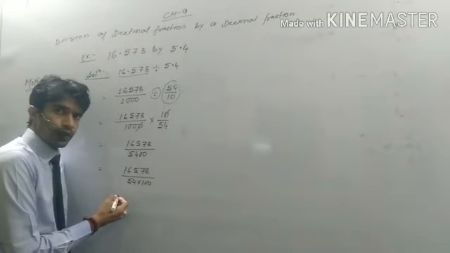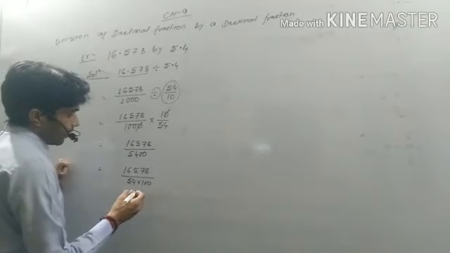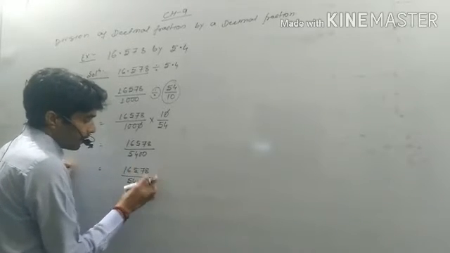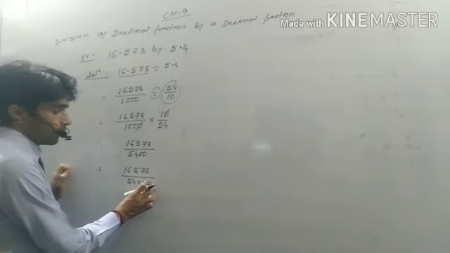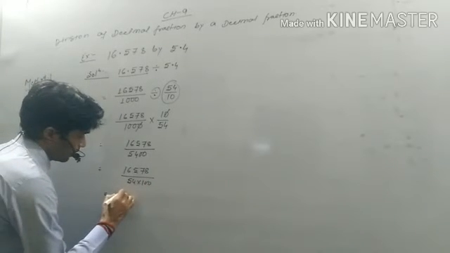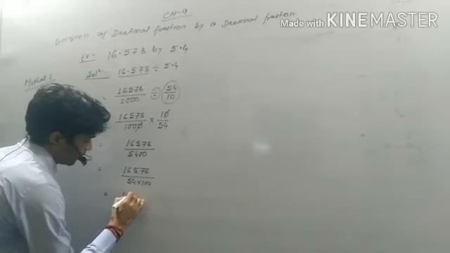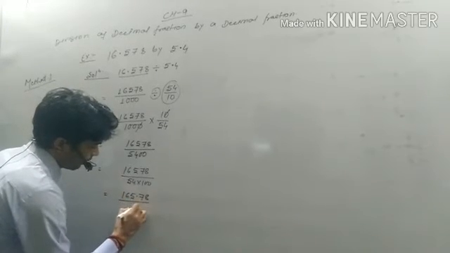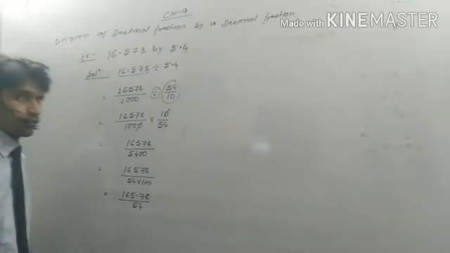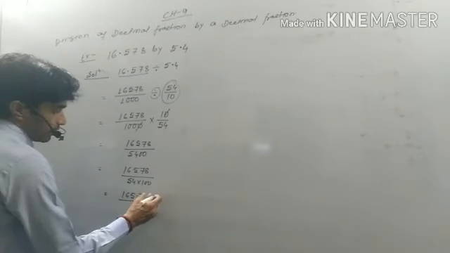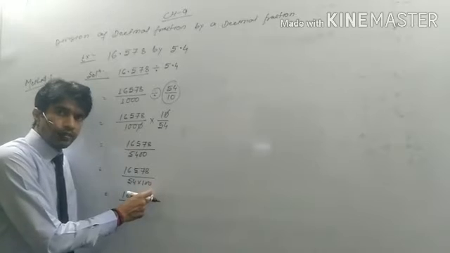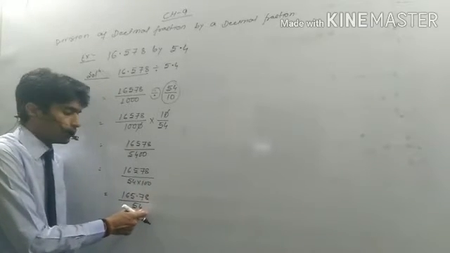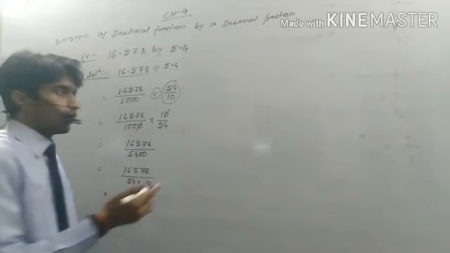54 into 100. So now divide 16,578 by 100. Okay, so this is 165.78 and divided by 54. So now here is decimal fraction, numerator is decimal fraction and denominator is a whole number. So now we can divide decimal fraction by a whole number.